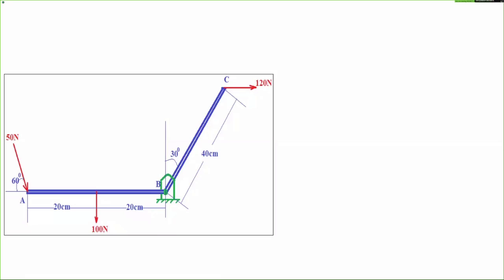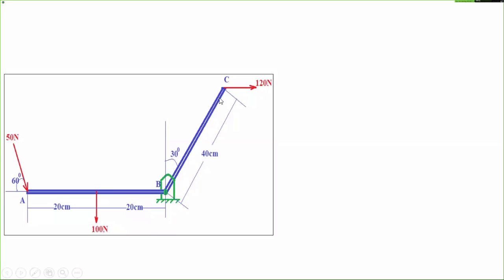A body is given in the form of an L shape. First, try to read the given diagram. Can anyone tell me how many forces are there? 3 forces, right? At A, the force acting is 50 Newton, its inclination is 60 degrees, acting in the downward direction. Another force is acting in between AB, its magnitude is 100 Newton, a vertically downward force. At point C, it's a 120 Newton force, which is horizontal. And the body, this blue color one, is the body given here.